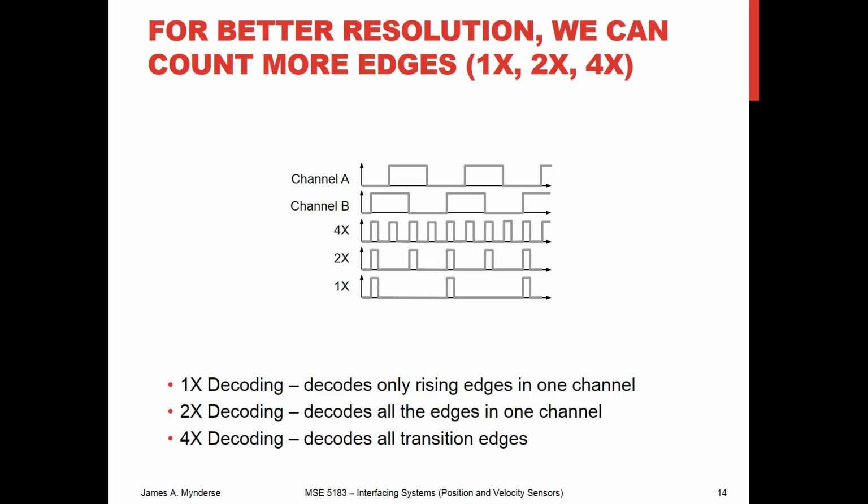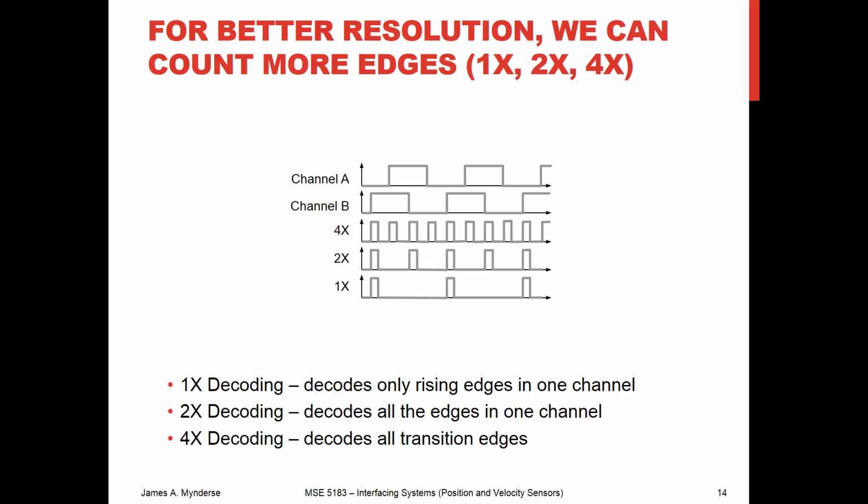Or I could go with 4x, where I'm going to count the rising and the falling edges for A and B. And again, I know the directionality because I can compare A and B to figure out which way we're rotating, but now I can get 4 times the resolution. So that 1,000 counts per revolution on the hardware disk is actually going to translate into 4,000 counts per revolution in my decoding algorithm. So I can get quite good resolution with my encoder by using this quadrature scheme.